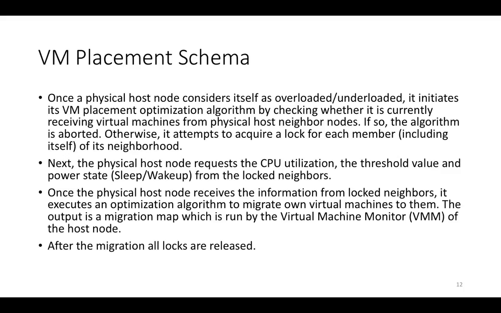Once a physical host node considers itself as overloaded or underloaded, it initiates its VM placement optimization algorithm by checking whether it is currently receiving virtual machines from physical host neighbor nodes. If so, the algorithm is aborted. Otherwise, it attempts to acquire a lock for each member, including itself, of its neighborhood. Next, the physical host node requests the CPU utilization, the threshold value, and power state, which can be asleep or wake up, from the locked neighbors.